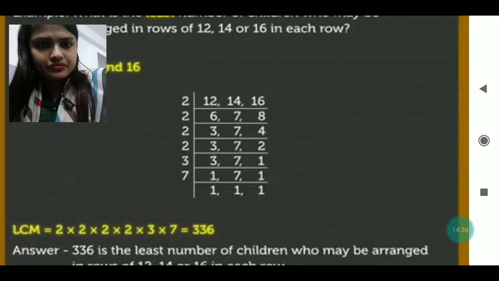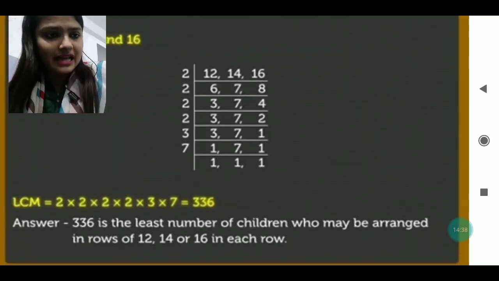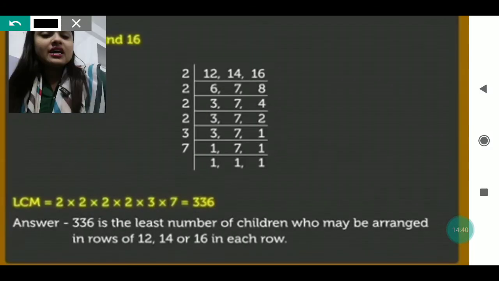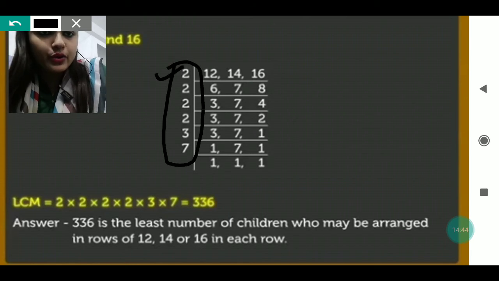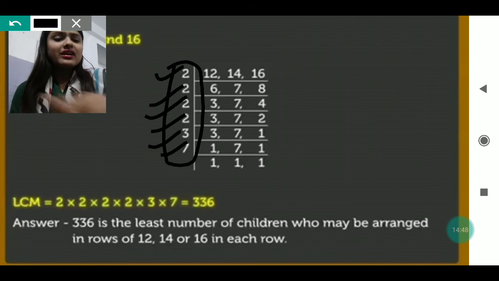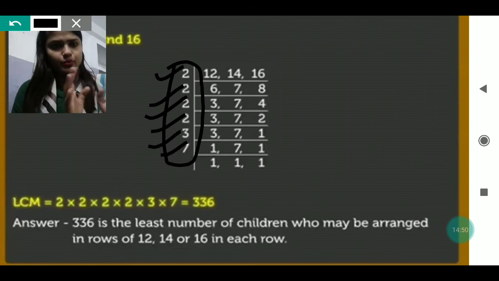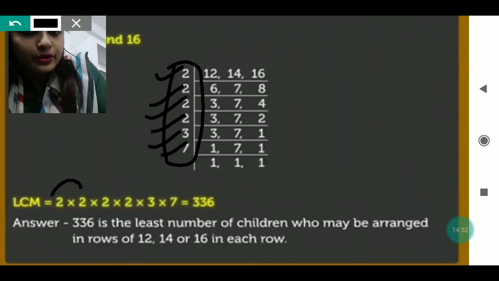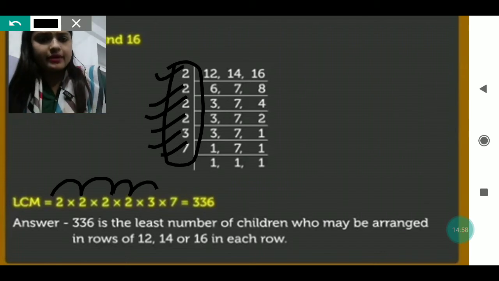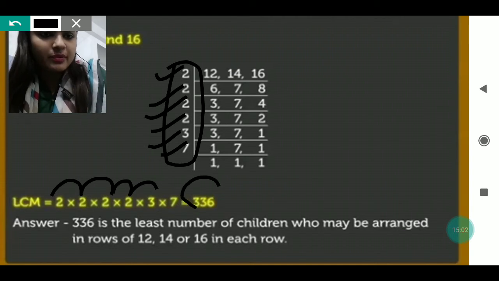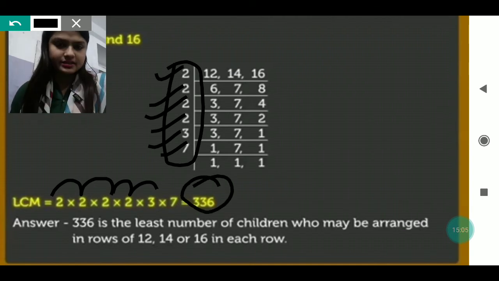After that, as you can see, the numbers which you have got from the division, like 2, 2, 2, 2, 3 and 7, you will write them properly, like 2 into 2, 2 into 2, 2 into 2, and whatever numbers you have got, you will write them all. You multiply it, okay? When you multiply, you will get the answer as 336.